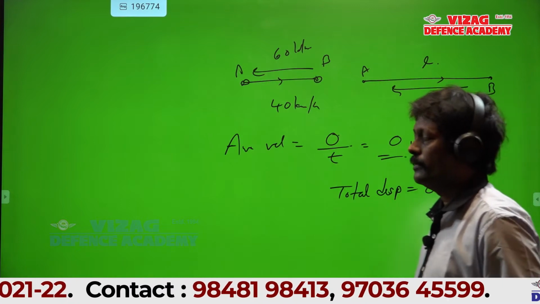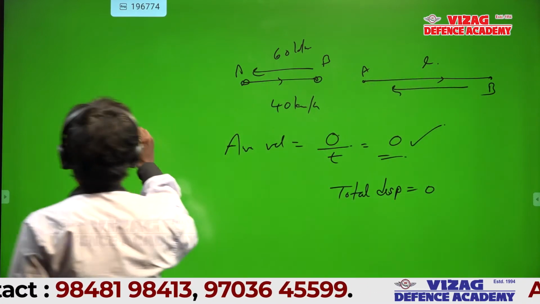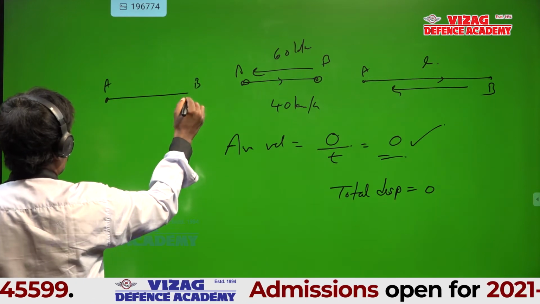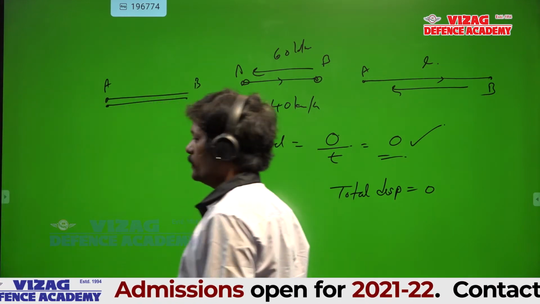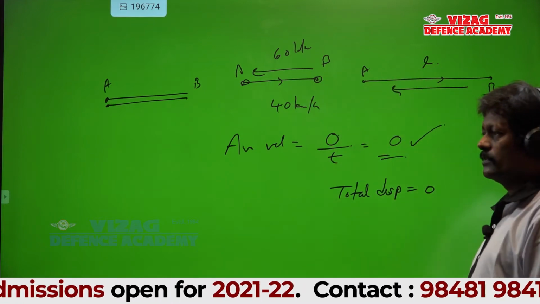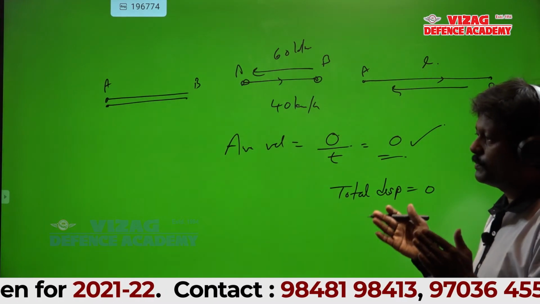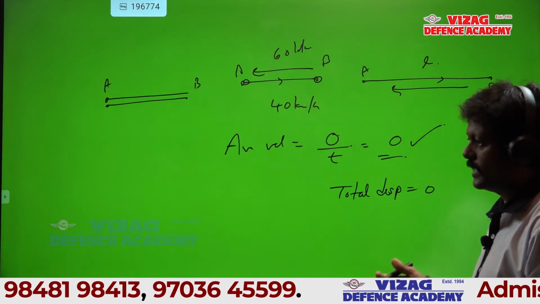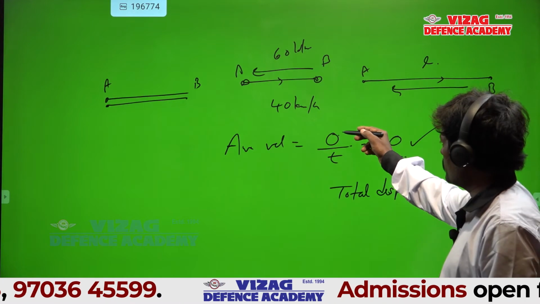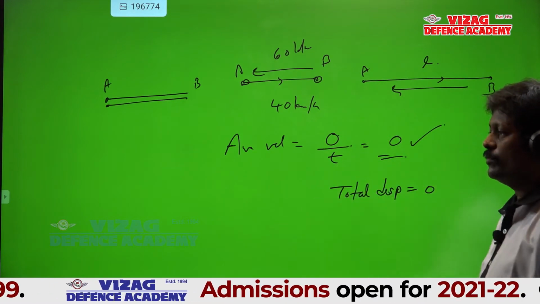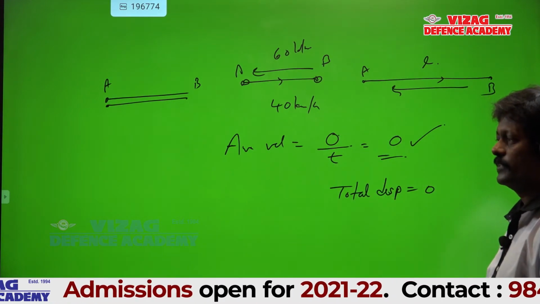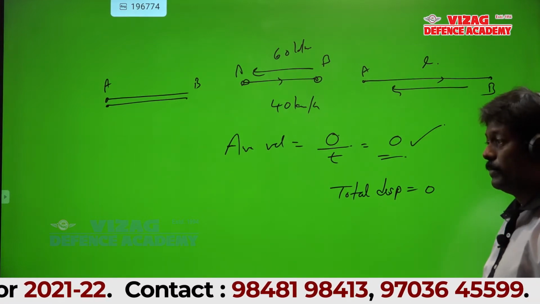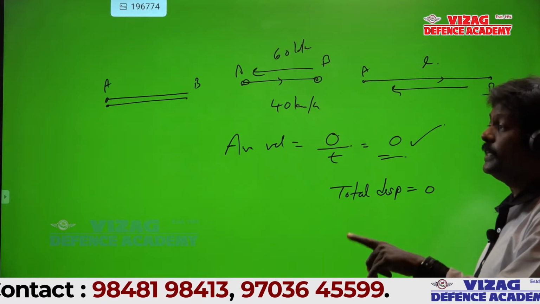From A you went to B, and from B you came back to A. What is the displacement? 0. When the total displacement is 0, average velocity is total displacement by total time. Total displacement is 0, so average velocity is 0. Very important. So average velocity is 0, but average speed need not be 0.